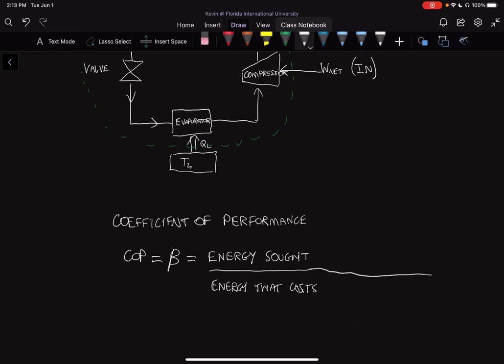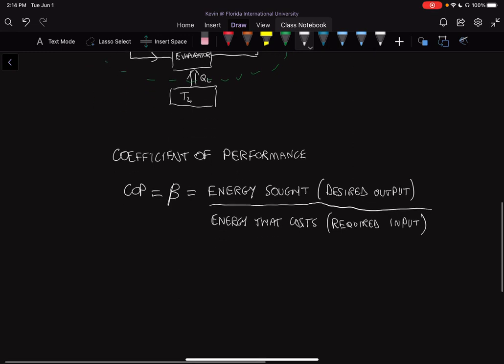So it's essentially the energy we want, the desired output over the required input. So if we extend this line, at the top we have desired output divided by required input. Okay, and so that's how we would solve for our refrigerator. So in the case of a refrigerator, we would call it COP of refrigerator, or little r, or we would call it beta of little r.